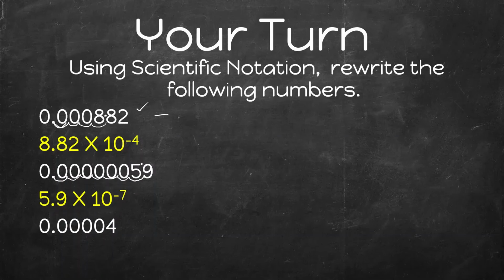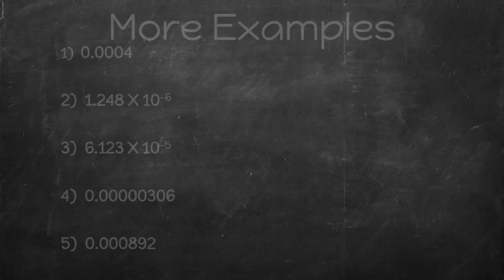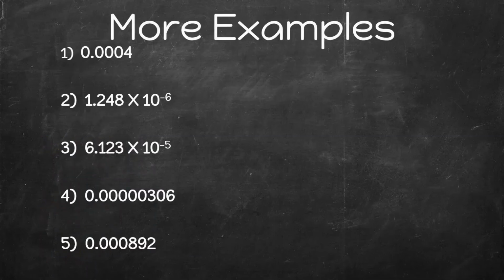Next, 0.00004. So we have 1, 2, 3, 4. Hindi pa rin siya pwede kasi 0.4 is less than 1. So dito natin ilalagay. So we have 4 times 10 raised to negative 5. More examples. Let us have 0.0004. So move tayo ng 1, 2, 3, 4, and makakarating na siya doon. So it will become 4 times 10 raised to negative 4.